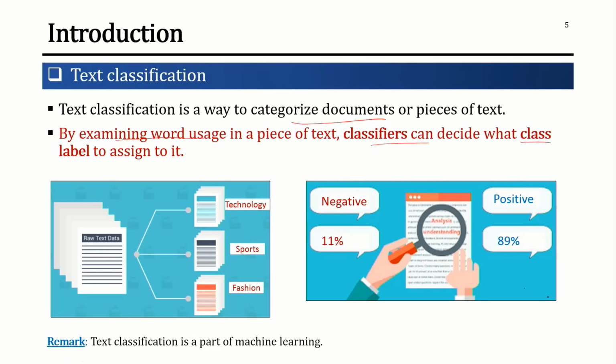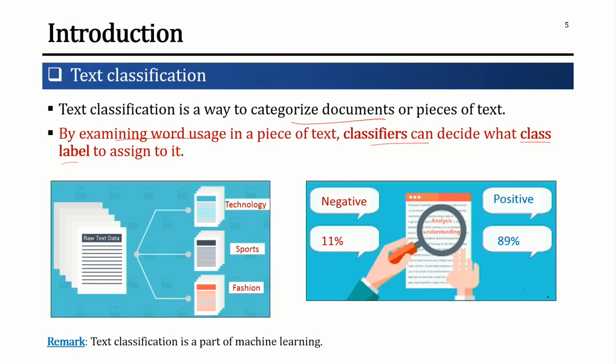So when you say class label here, it is actually the topic of the text or the target that you want to predict. For example, in your scope of work, you are trying to check whether this text belongs to technology, sport, fashion, politics, or some other topics.